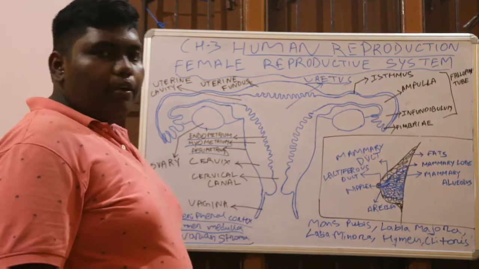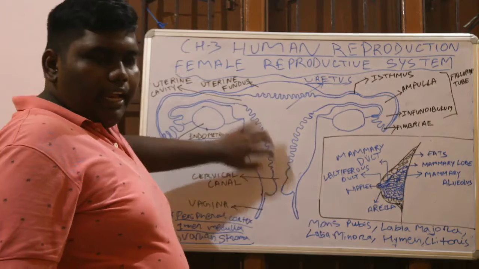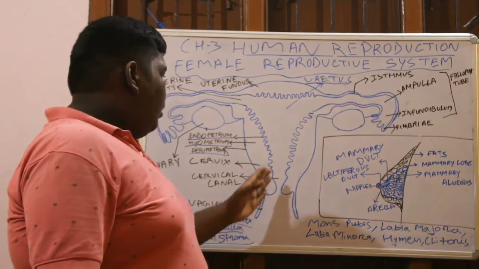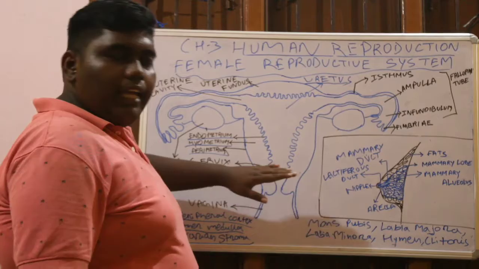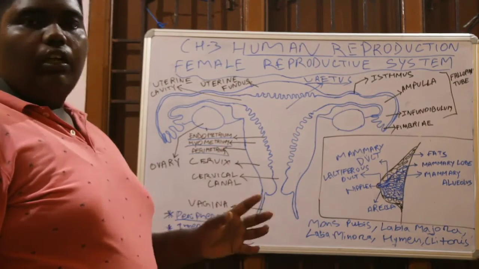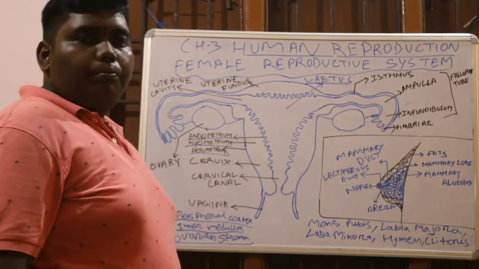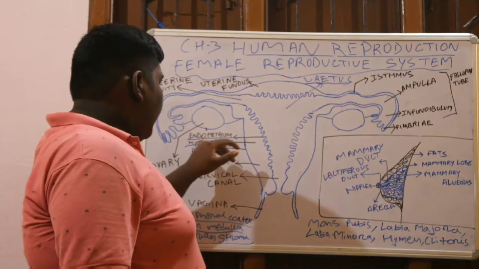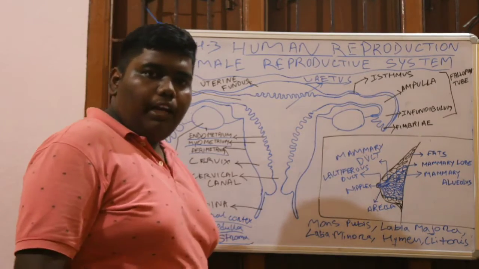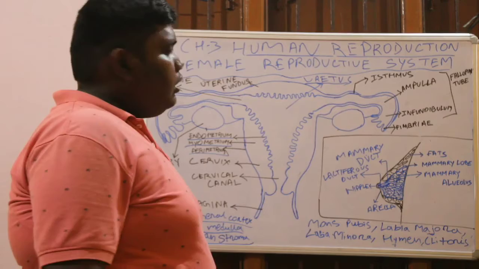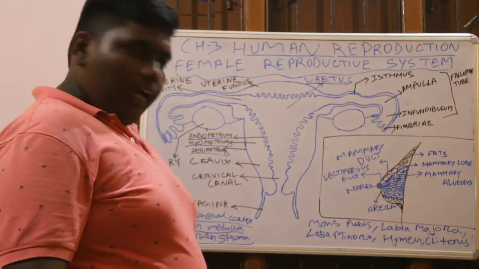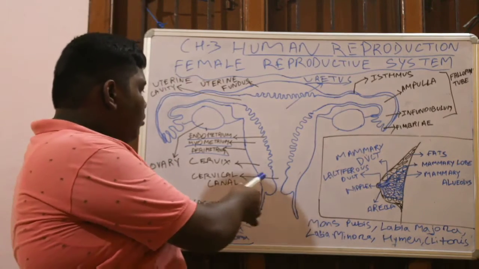Now, the endometrium is the lining which forms the blood lining, which helps in the implantation of the embryo. These endometrium form those blood linings. Now, this is what the uterus does, and this is what the uterus has. Then we come down.